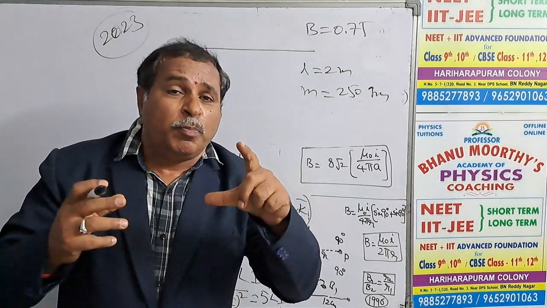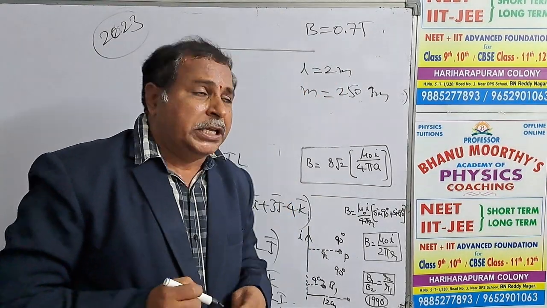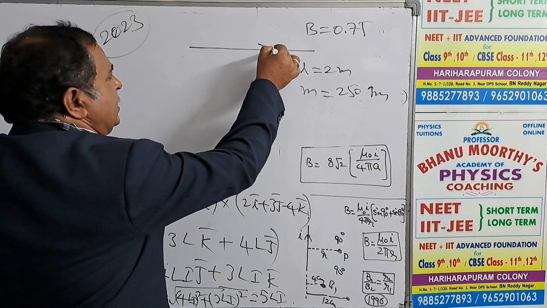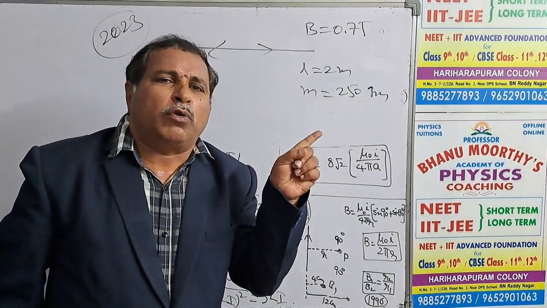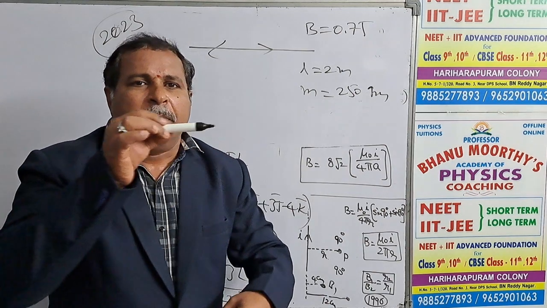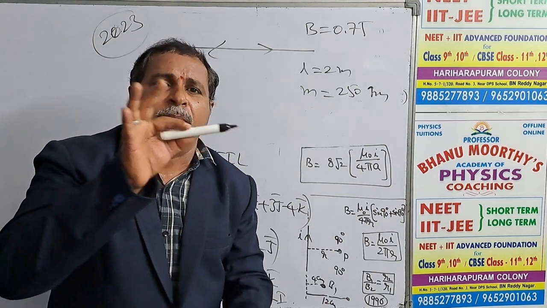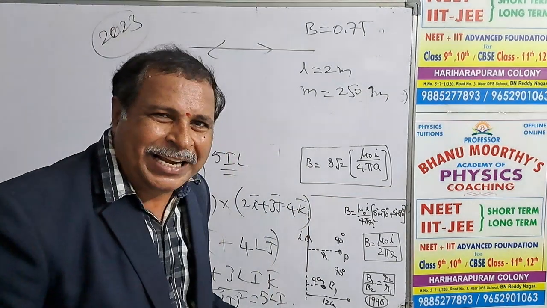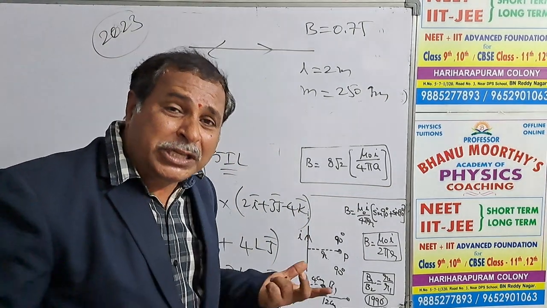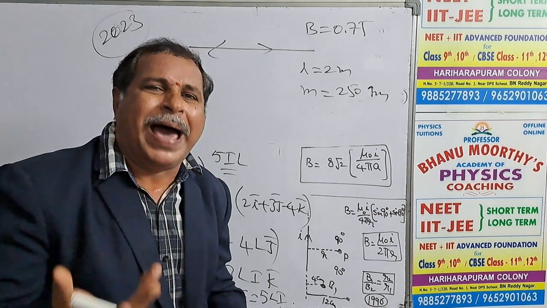Its length is given as 2 meters. The question is, how much current, in either this direction or that direction, should be passed through the wire so that it remains stationary? What is the condition? It means the balancing condition, my dear students. Why is it not falling down? Because the forces are balancing.